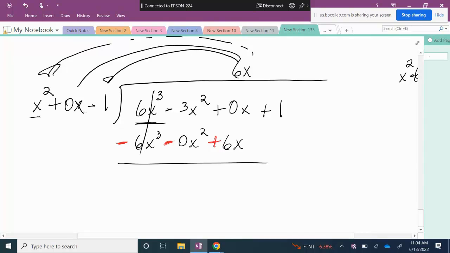So now we're just going to combine. So the 6x cubes will cancel. -3x squared minus 0x squared is -3x squared. 0x plus 6x is 6x. And since I have three terms in the divisor, I must maintain three terms. So I'm going to bring down +1.